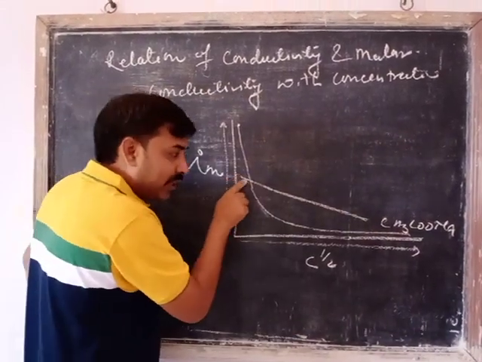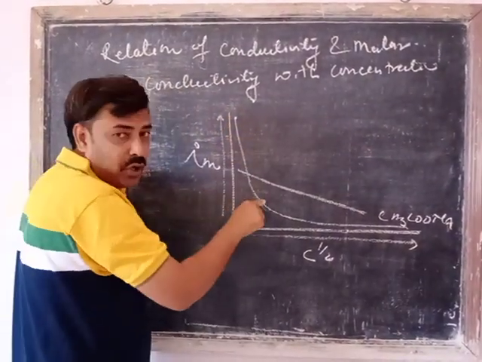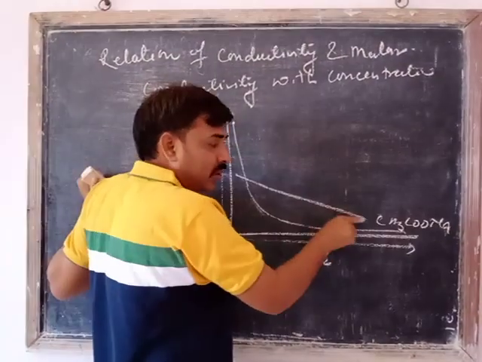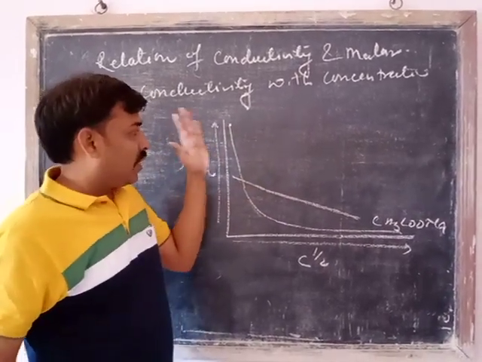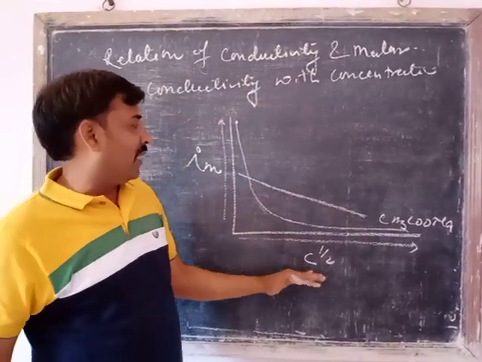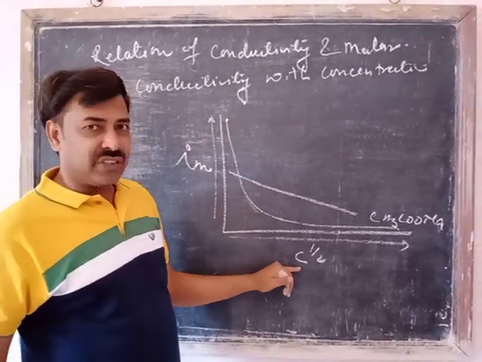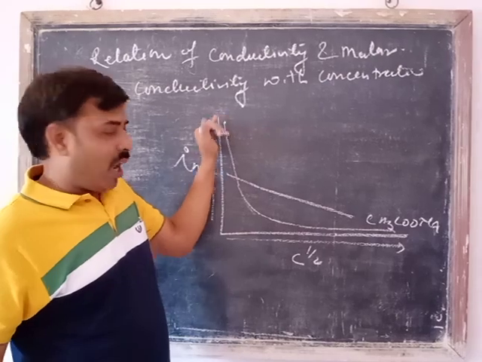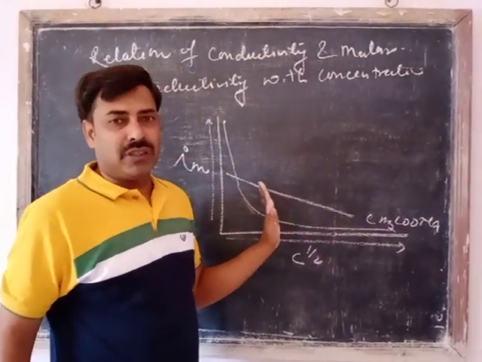The molar conductivity is decreasing, but regularly. There is not any sharp drop. There is a regular decrease. What does it mean? What does the graph suggest? The graph suggests that for the weak electrolyte, whatever the dissociation was at the lowest concentration, that was the maximum. Afterward, with the increase of the concentration, there was no further dissociation.